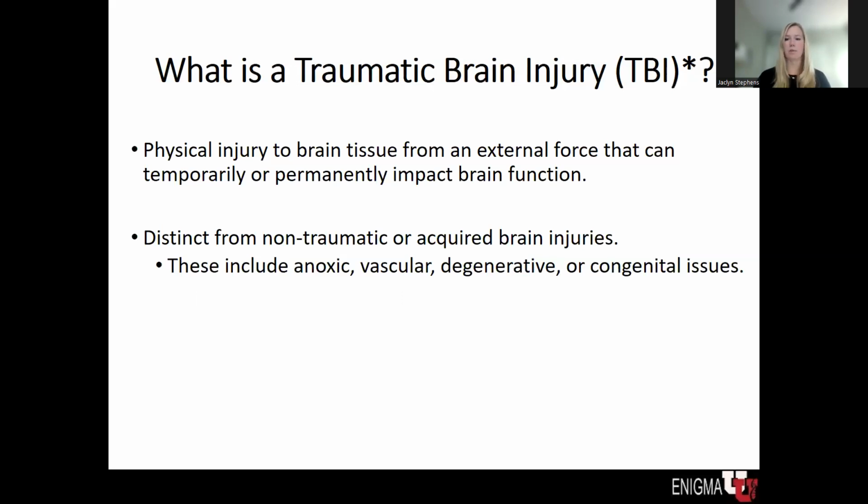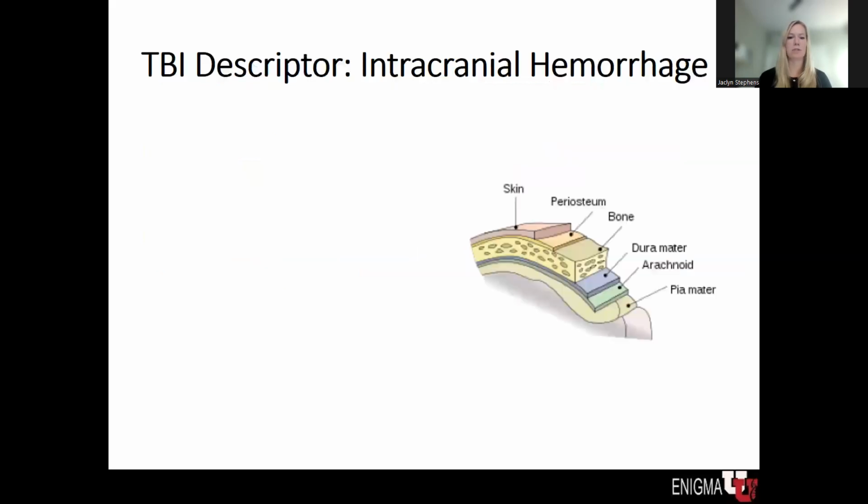Those include anoxic, where the brain doesn't get enough oxygen, vascular, such as blood flow disruptions, degenerative, where brain structures start to degrade due to illness or disease, or congenital issues, where perhaps with children, brain structures did not develop properly in utero. The consequences of traumatic and non-traumatic or acquired brain injuries look quite similar. So despite the mechanism of injury, you might see that the people living with traumatic brain injuries or acquired brain injuries look quite similar in a lot of factors, and we'll get into those factors in a few moments.